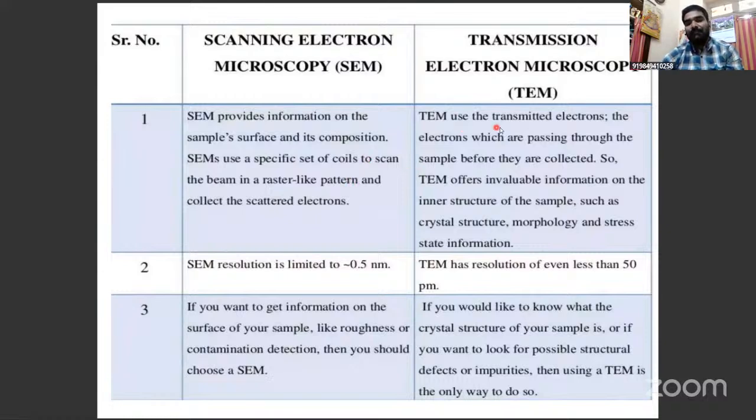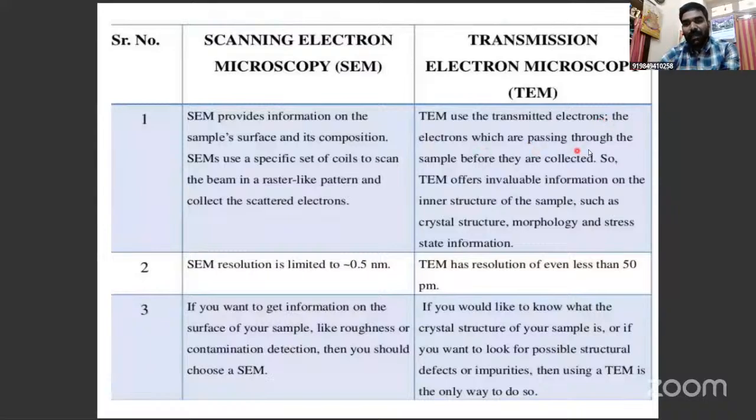Okay, in the TEM, we use transmitted electrons. In the scanning electron microscope, we see the scattered electrons from the specimen, and by studying these scattered electrons, we can get the sample surface and composition. But here the TEM is transmitted through the specimen, so we use the transmitted electrons.